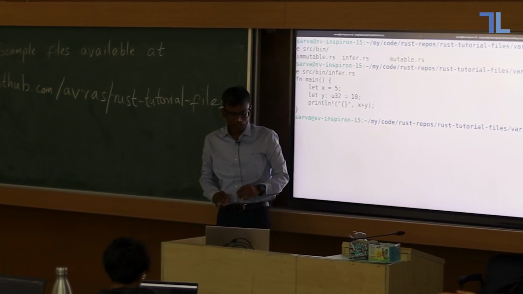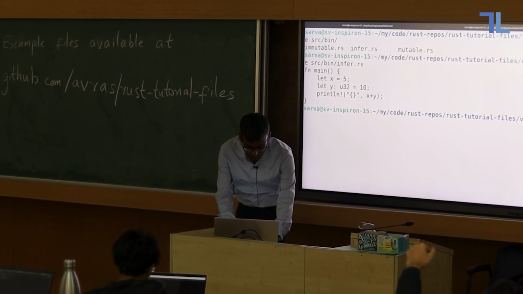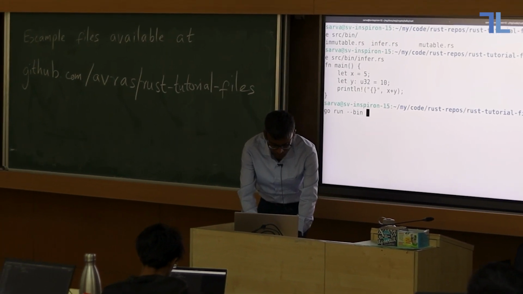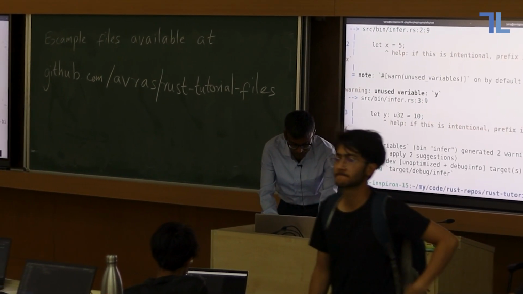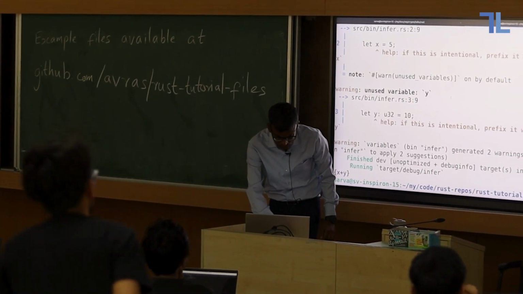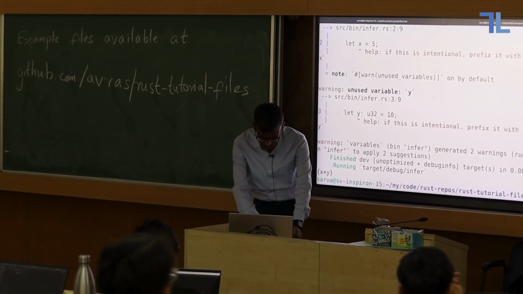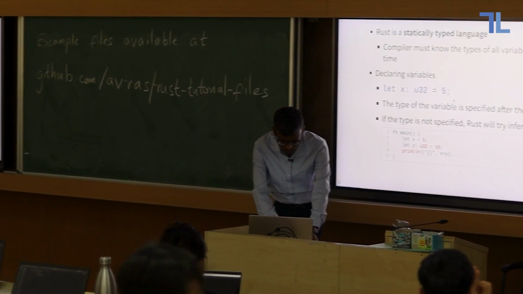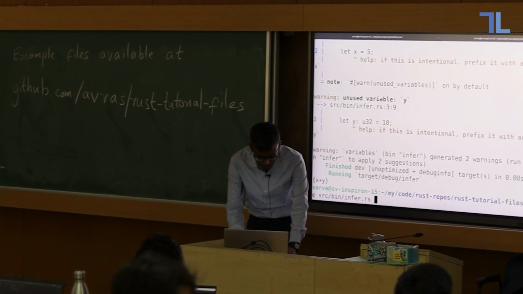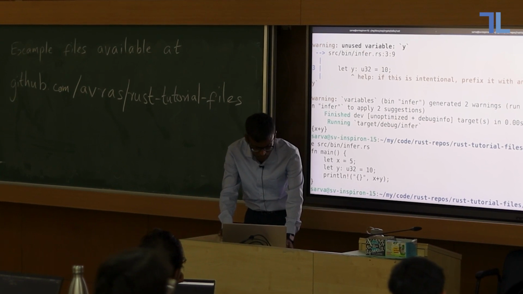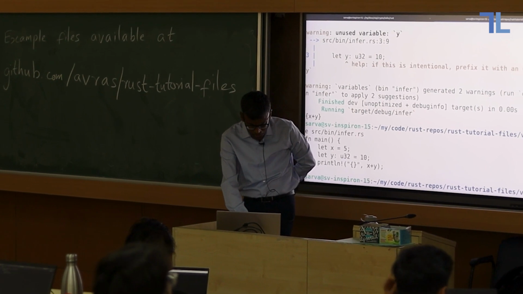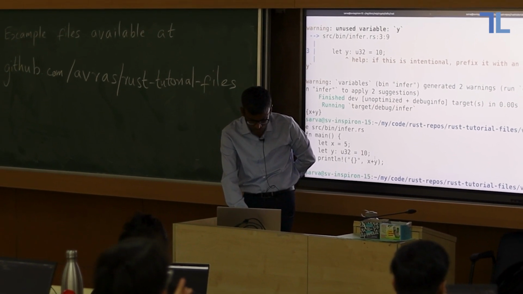So this is the infer.rs program I just showed you. If I run this program, it's giving some error. It says that the variable is unused. I'm not sure why that is happening because we are using the variable x plus 1 here.